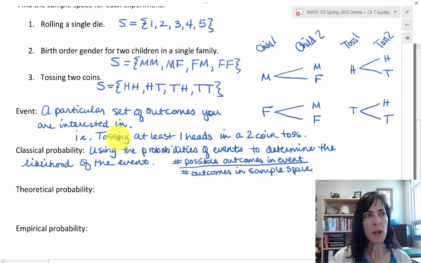For example, when we were talking about tossing at least one heads in a two-coin toss, we can look at the sample space and see that there are 1, 2, 3 outcomes out of 4 outcomes that meet the criteria for the event, and then that means that it's 3 over 4, or 0.75, for the probability of tossing at least one heads in a two-coin toss. And you can write it either as a decimal value or as a reduced fraction.